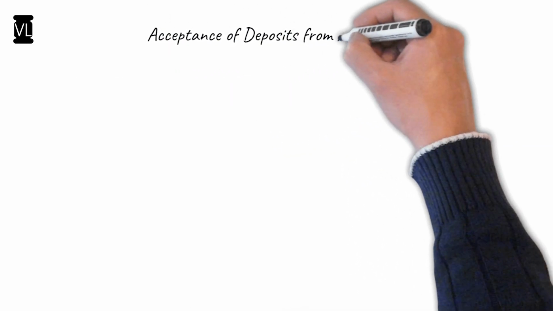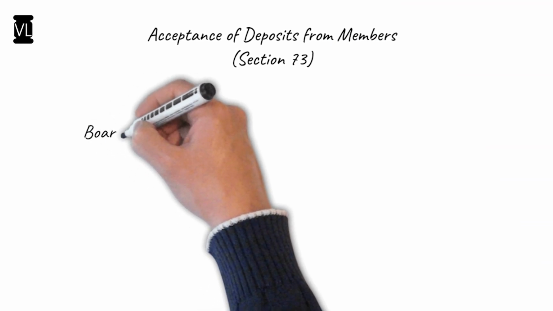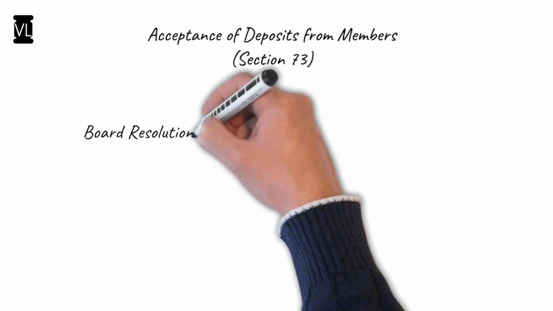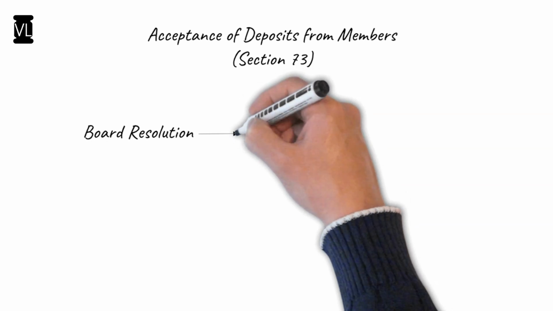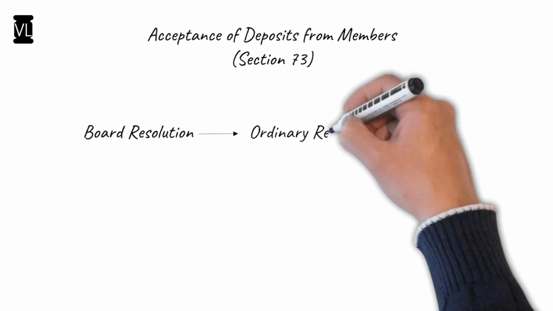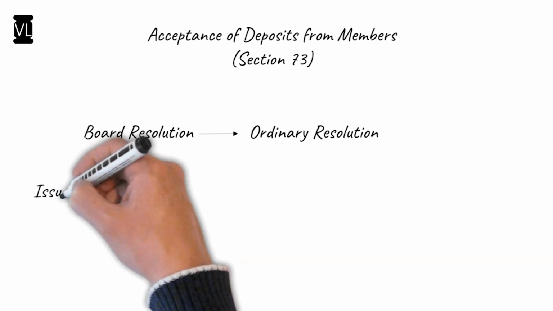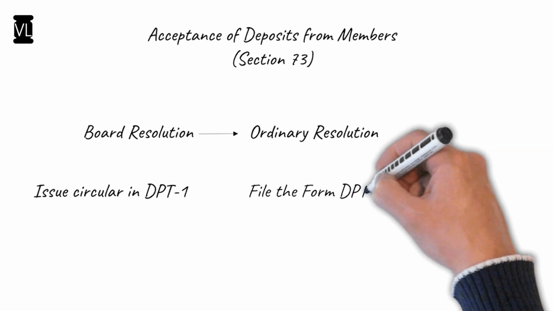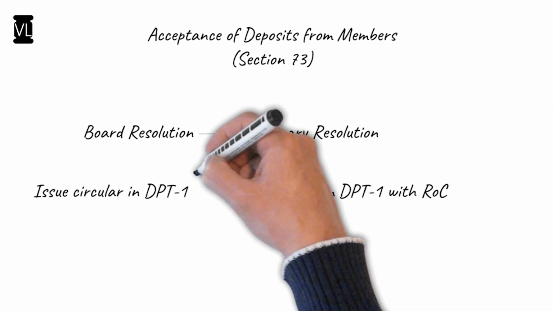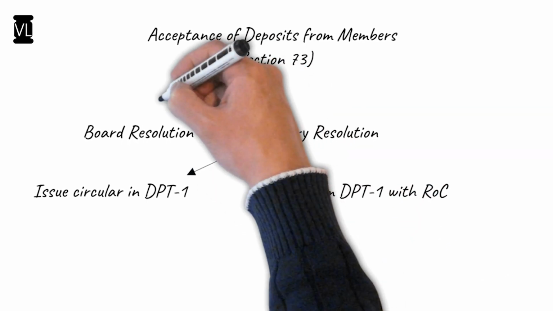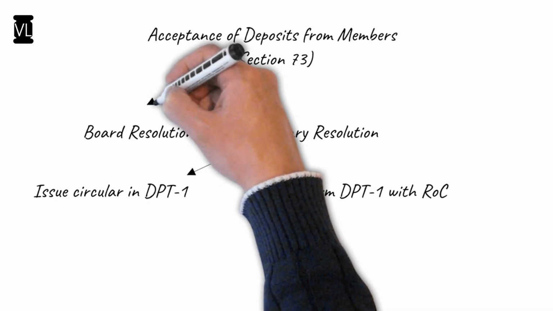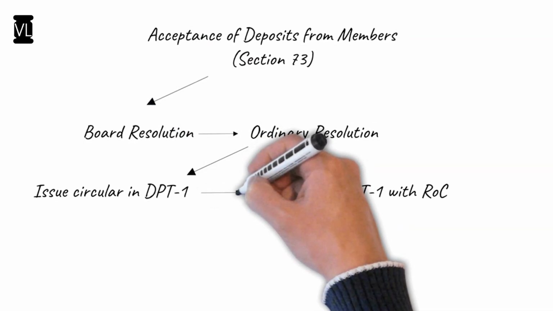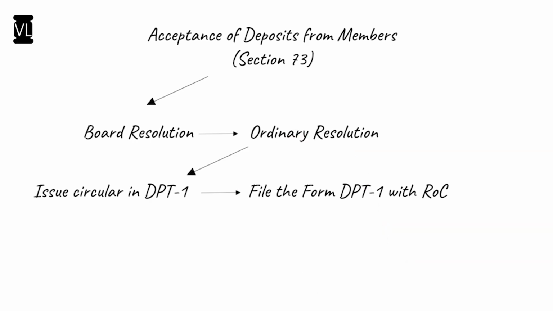Now under Section 73, deposits may be accepted from the members of the company. The procedure is that firstly, a board resolution is required to be passed, followed by an ordinary resolution. Upon the ordinary resolution being passed by the company in its shareholders meeting, we will go for issuance of a circular in form DPT 1. This circular shall be published in a newspaper. As and when such circular is issued, the same shall be filed with the ROC in form DPT 1. And only after this, the deposits may be accepted from the members.